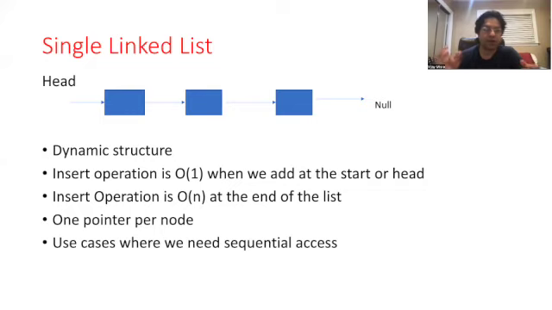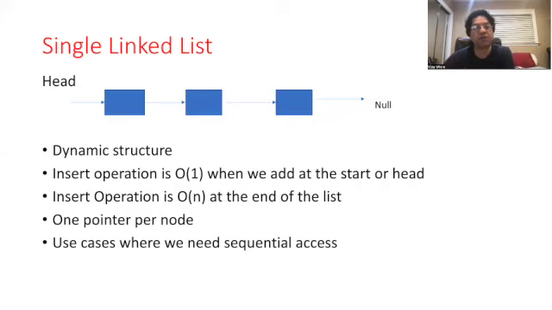You can add and delete nodes based upon your need. Insert operation is order of n at the end of the list. Again, because when you are adding the item, you have to traverse the whole list till you find the null pointer, and then you can attach the node at the end. So that's why you have to traverse all the n items.